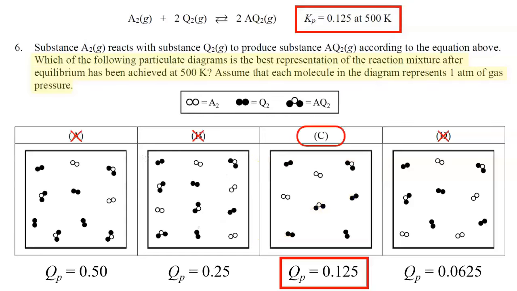So again, the correct answer to question 6 is choice C, because when we use the information in the particulate diagram for choice C and we plug it into the reaction quotient expression, we get a value of 0.125, indicating that that particulate diagram is the best representation of the reaction mixture at equilibrium.